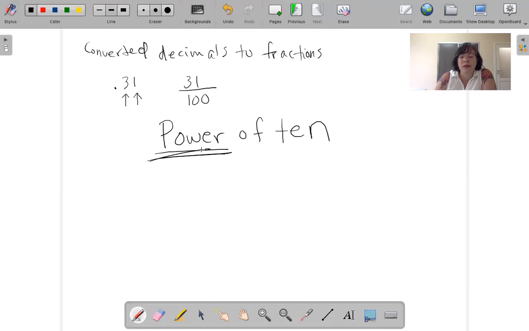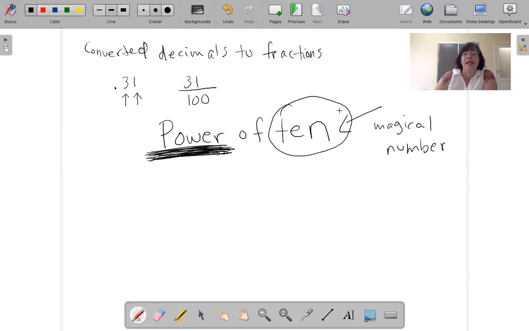The power of 10. 10 is a magical number. You can do so many cool things with 10. Let me show you one cool thing you can do with 10. So we're starting with 0.31, and I want to convert this to a fraction. So put your decimal over the number 1. Then multiply it by 10.